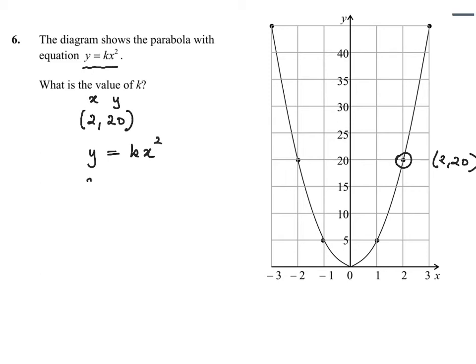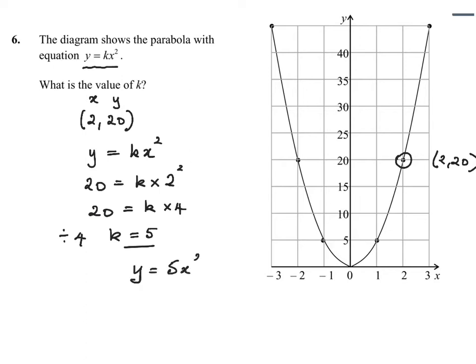equals kx squared. 20 equals k times 2 squared. 20 equals k times 4. What do you multiply by 4 to get 20? Well, if we divide by 4, we get the value k equals 5. And the equation, although we're not asked for that, is y equals 5x squared.